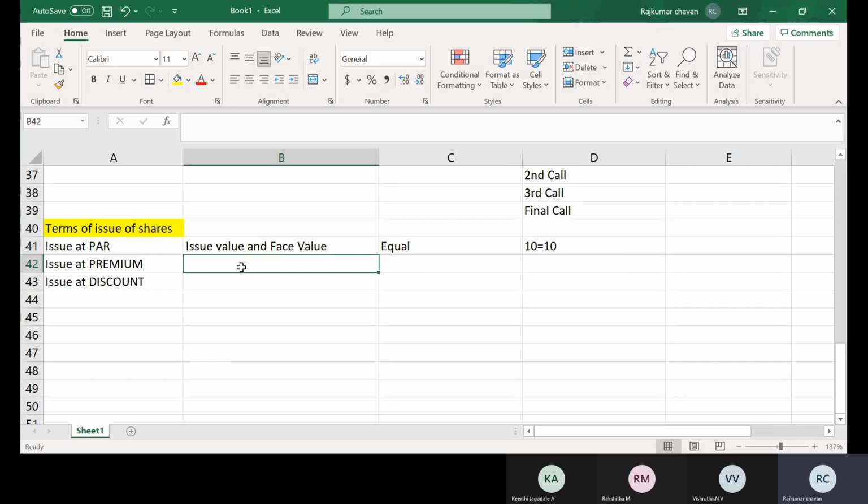Is that clear? So it means the company needs to check the amount of the face value they have decided. When the issue value is equal to the face value, then that is called issue of shares at par. Nothing is being given more than or less than that. Is that clear? Yes, sir.